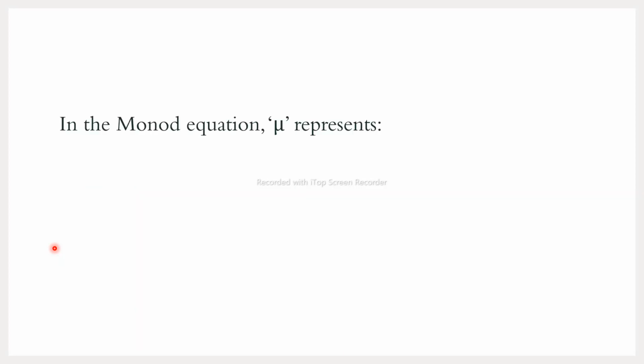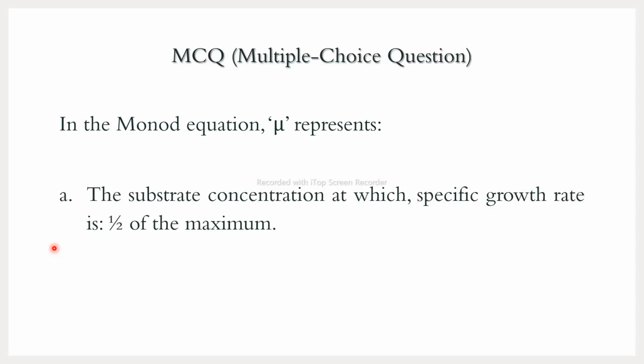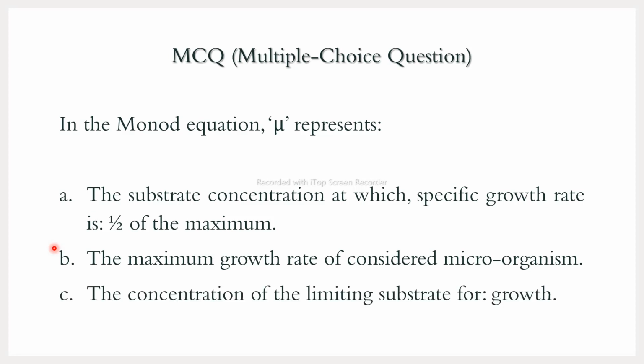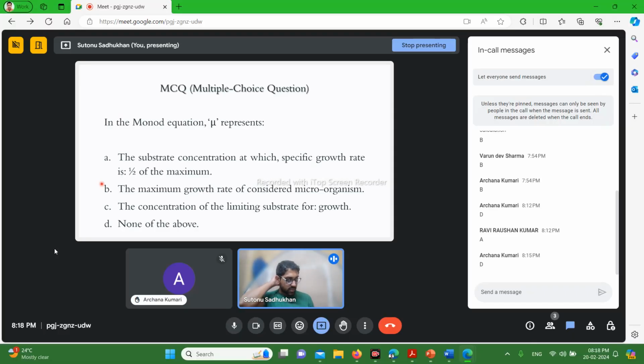So in the monod equation, as I told, in our earlier problem we have seen the yield Y was given in that equation. So now the question is regarding the monod equation. It is an MCQ and the options are: in the monod equation, mu represents the substrate concentration at which specific growth rate is half of the maximum. Option B is the maximum growth rate of considered microorganisms. Option C is the concentration of the limiting substrate for growth, and option D is none of the above. So if you remember the monod equation, you will be able to answer the question.